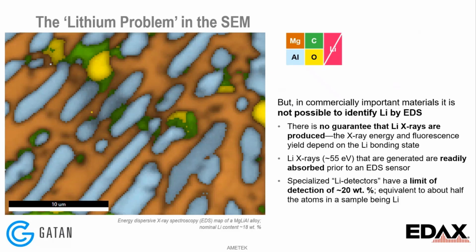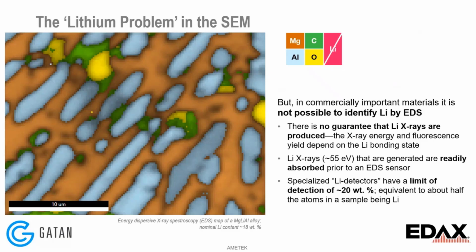So the map on the left-hand side is a magnesium, lithium, aluminum alloy. And one of the key takeaways from this map that you should see is that although we can identify the presence of magnesium and aluminum, also carbon and oxygen, there is impurities, we are unable to see lithium using EDS. And it's not just this particular alloy system where this is a problem, but in almost all commercially important materials, it's not possible to identify the presence of lithium by EDS.